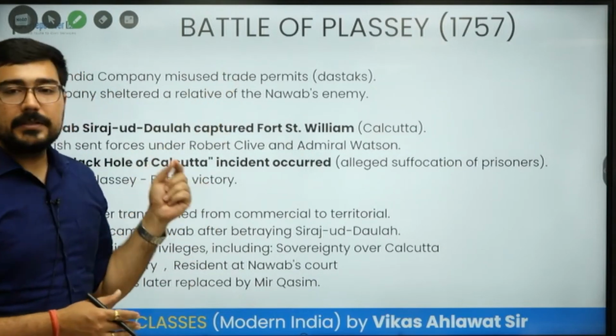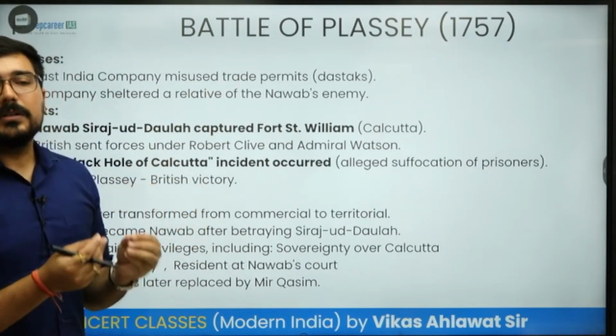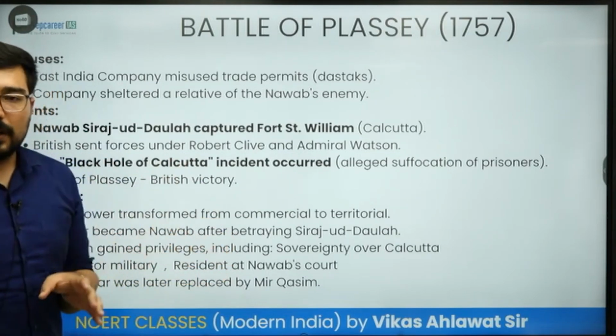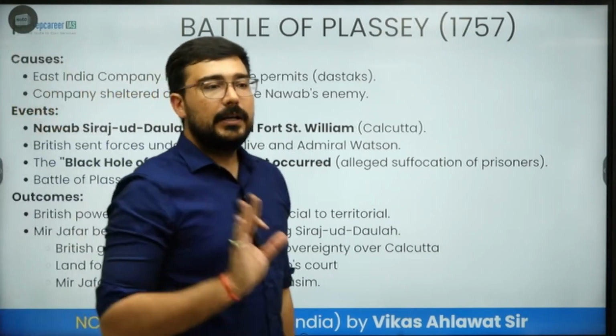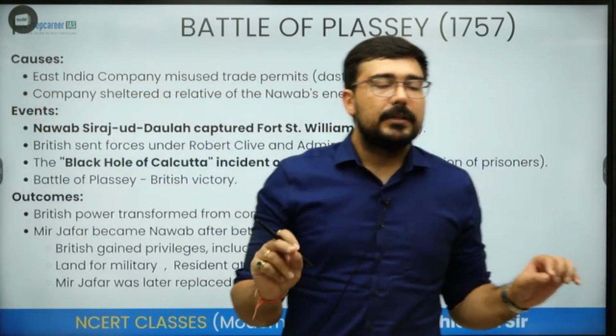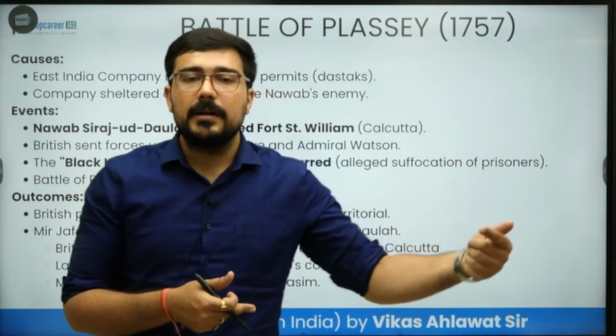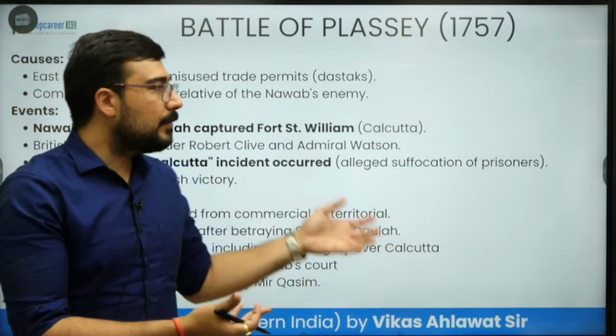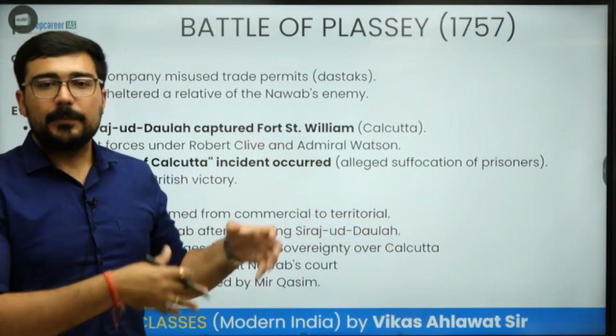The biggest reason is this: all the money, all the richness of Bengal was eventually utilized for capturing the south and then the rest of India. That's why there's a term that Bengal emerged as a plundered and a sponsored state. It emerged as a plundered state because all its money was looted, and after looting the money, what did they do with it?